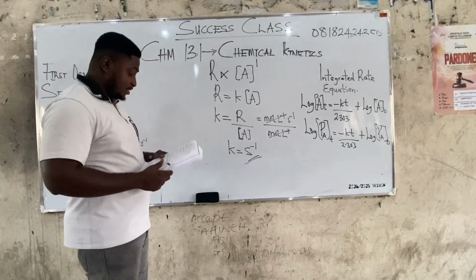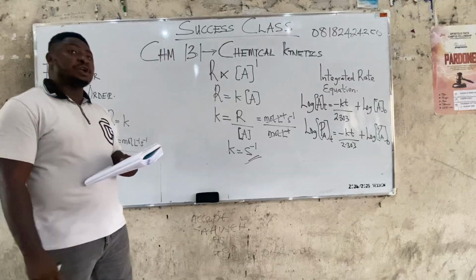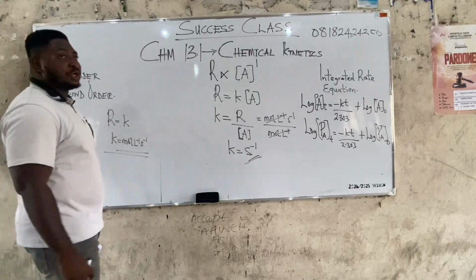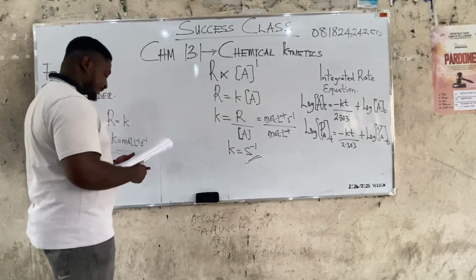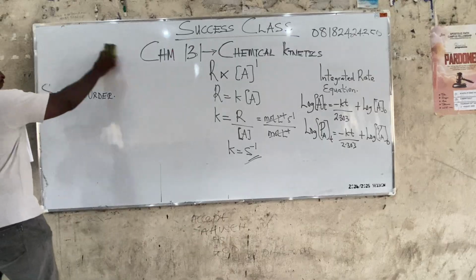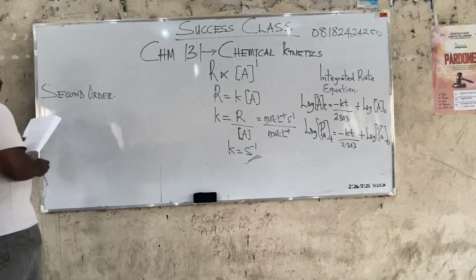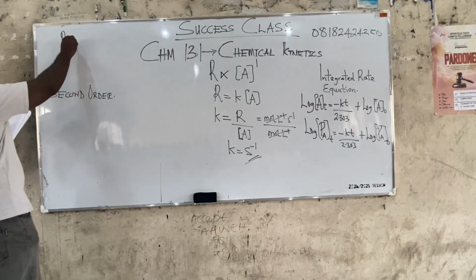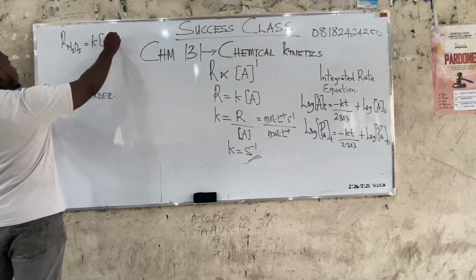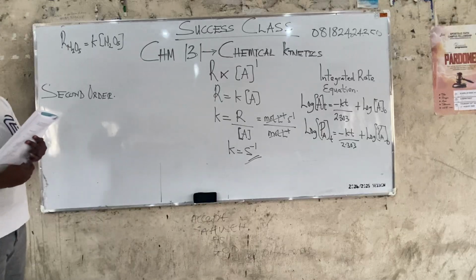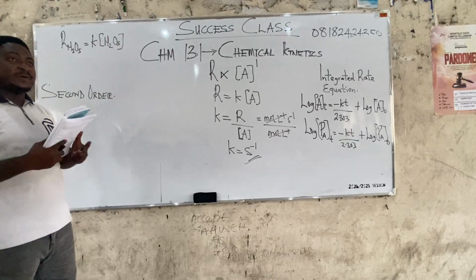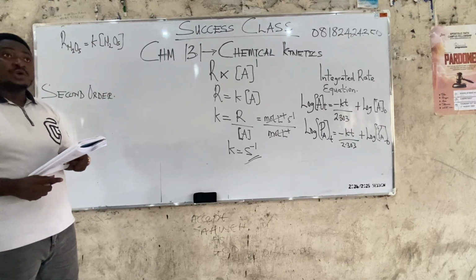Let's take a question now. The rate equation for the decomposition of N2O5 is given as R equals k [N2O5], which is a first order reaction.